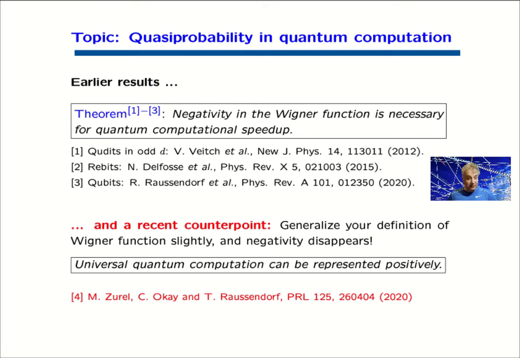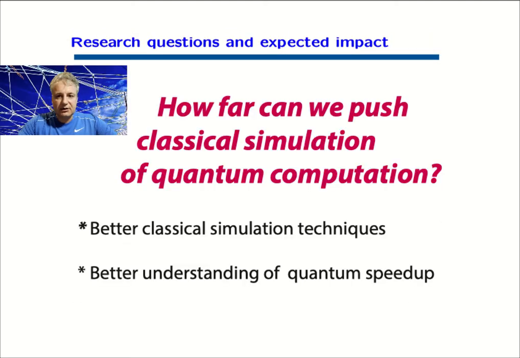A recent counterpoint is that if one generalizes the Wigner function slightly, the need for negativity disappears entirely from the states and from the operations. And if so, then what makes quantum computation hard? What you see in the current slide is the playing field for this pitch. The basic research question is, how far can we push the classical simulation of quantum computation?